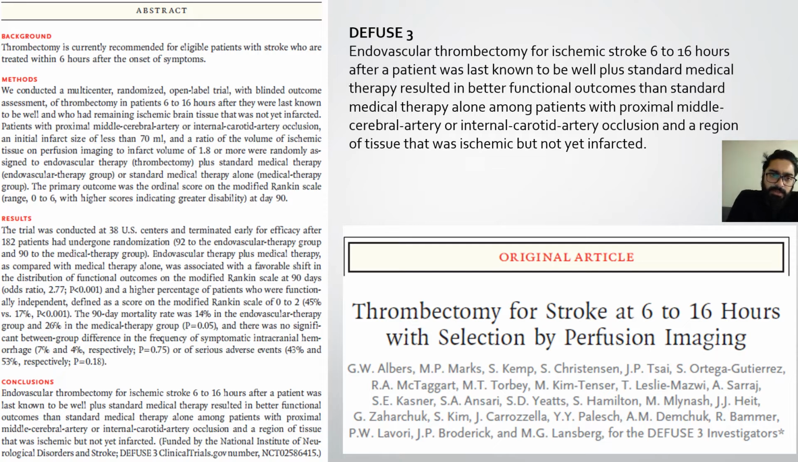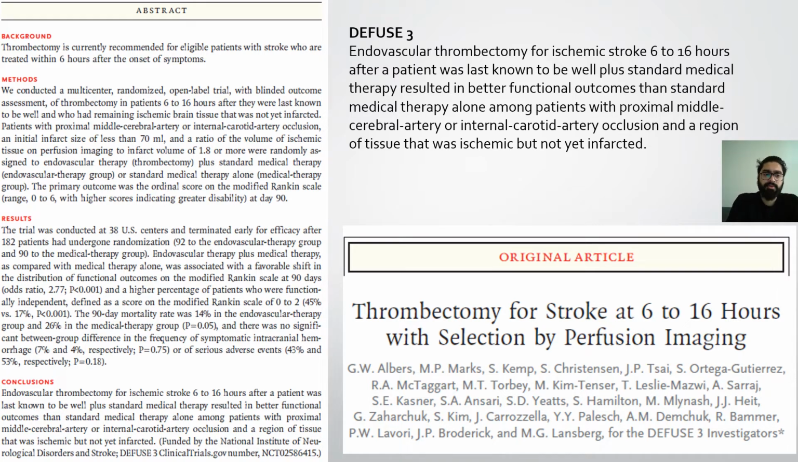Their results were that around 182 patients had undergone randomization, 92 to the endovascular therapy group and 90 to the medical therapy group. And endovascular therapy plus medical therapy, as compared with medical therapy alone, was associated with a favorable shift in the distribution of the functional outcome on the modified Rankin scale at 90 days. The odds ratio of this inference was 2.77, and a higher percentage of patients were functionally independent, defined as a score on the modified Rankin scale of 0 to 2.